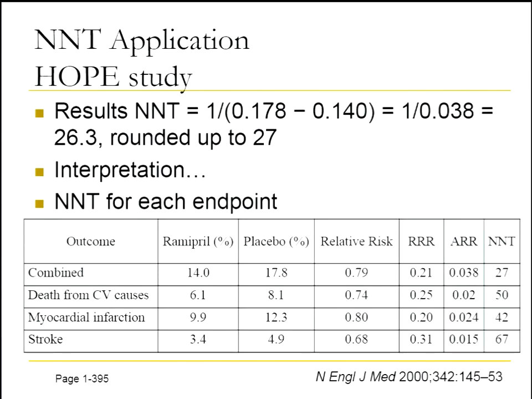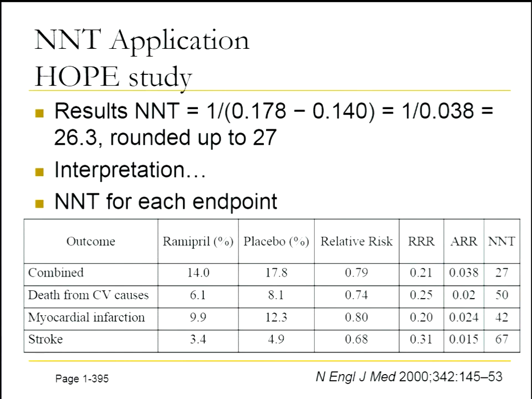So here's the application from the results of the HOPE trial. I've calculated for you the number needed to treat. So these are the proportions, the event rates that were observed in this particular study, and then ultimately the calculation. This is the 4% absolute risk reduction, rounded up to 27. Interpretation of that is we'd have to treat 27 individuals to prevent one primary endpoint.